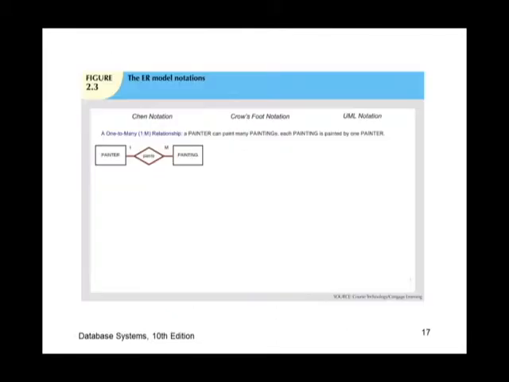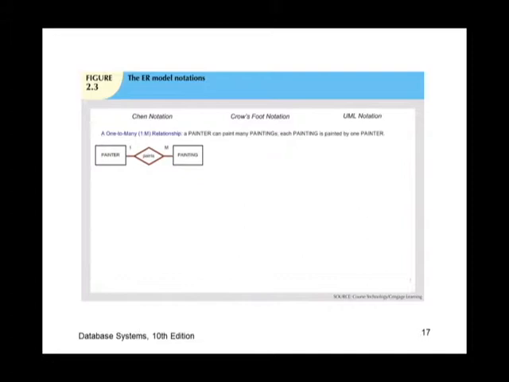This is Dr. Chen's notation for a painter and a painting. We would read it going forward first, and when we go forward, we start on the left-hand side of the relationship. So we say, one painter paints many paintings. When we read it backwards, we would say, many paintings are painted by one painter.